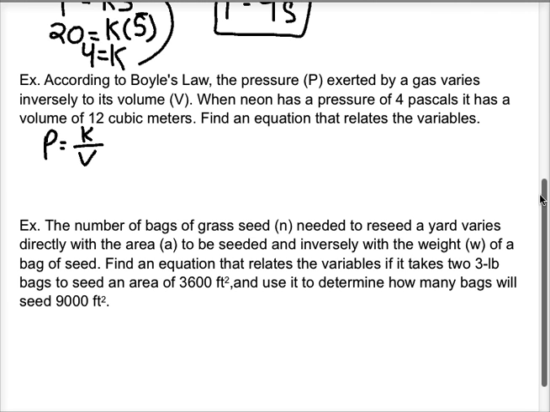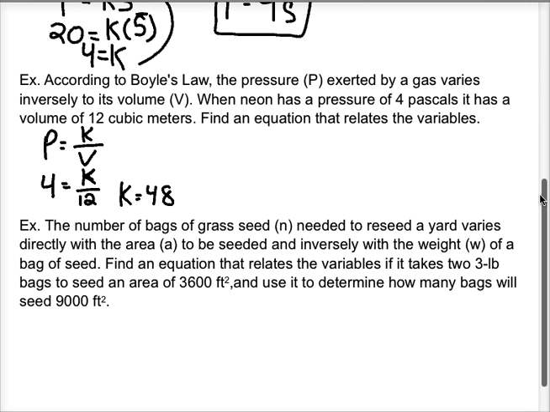When neon has a pressure of 4 pascals, it has a volume of 12 cubic meters. Find an equation that relates these variables. All right, so I'm being told neon will have a pressure of 4 and a volume of 12. So I plug that in. So I have 4 equals K over 12. So if I want that constant of variation, all I have to do, multiply that 12 over. So I'm getting a constant of variation of 48.